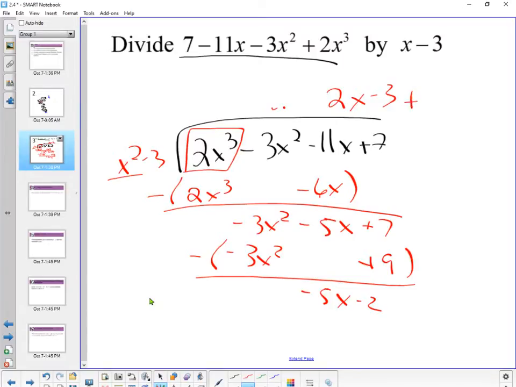So I've got plus negative 5x. Sorry, not 5x squared. Just 5x. Yeah, so negative 5x. So the answer is negative 5x minus 2 over x squared minus 3. That's it. No big thing, right?